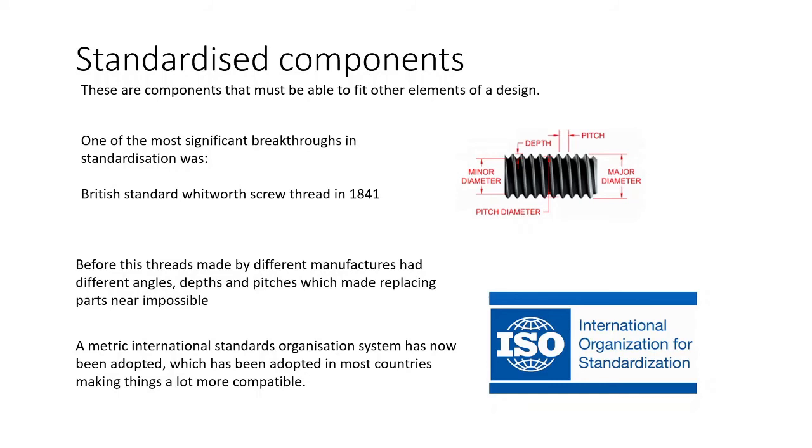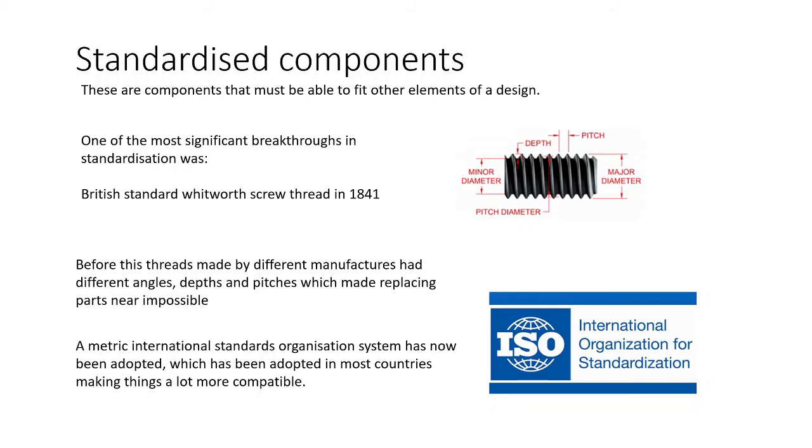The original breakthrough of the standardized component was the British Whitworth screw in 1841. It basically means that when you buy a screw, you're getting that same type of screw all the time. So the thread's always going to be the same, so it's always going to meet the size hole or the size thread that you need.